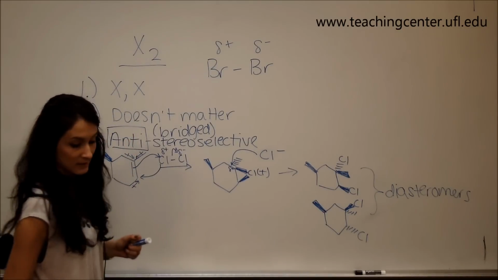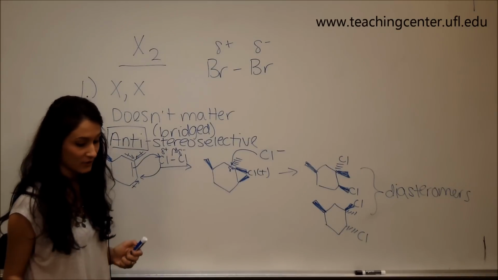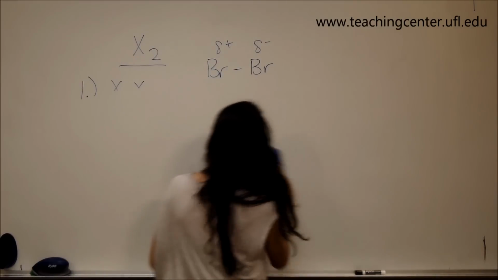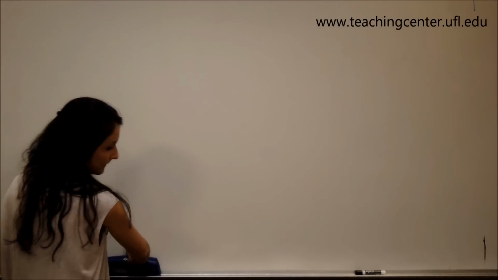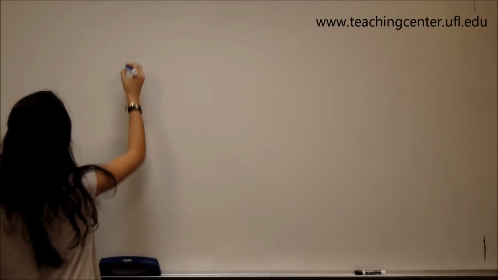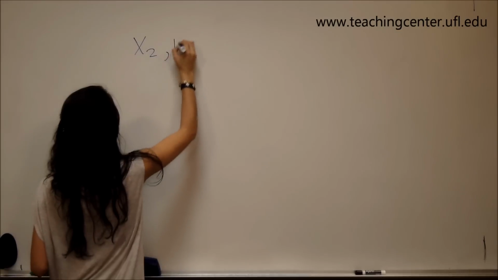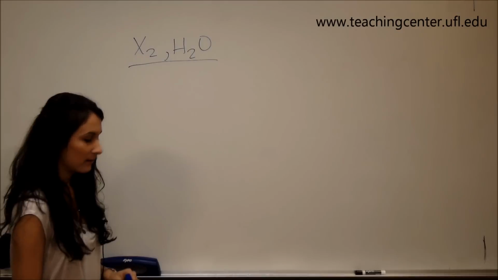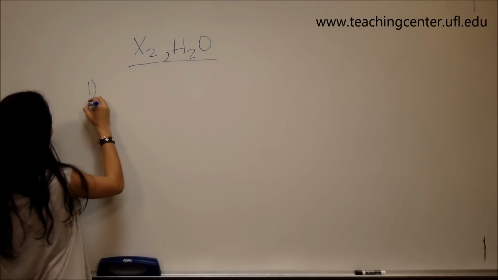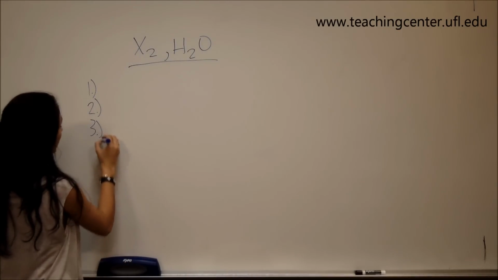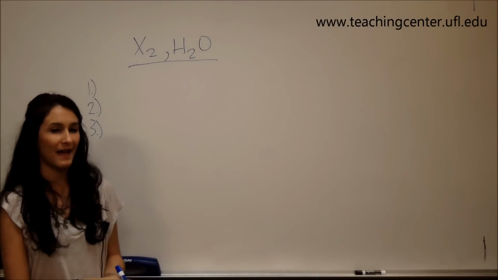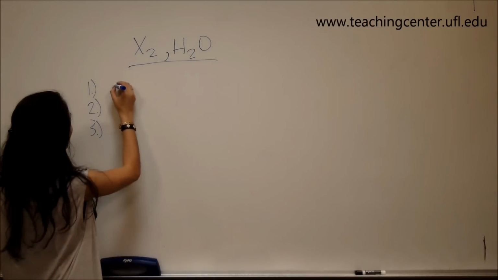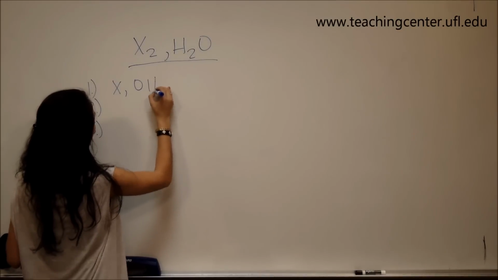All right. So that's pretty much it for halogenation. We're going to move on to hydrohalogenation now. Hydrohalogenation is when you add an X2, but you also add H2O. So Br2 and H2O or something like that. So the three questions that we ask: what, where, and how. The first question is what. So what do we add when we do hydrohalogenation? As the name suggests, you're going to be adding a halogen, and you're going to be adding an OH group.